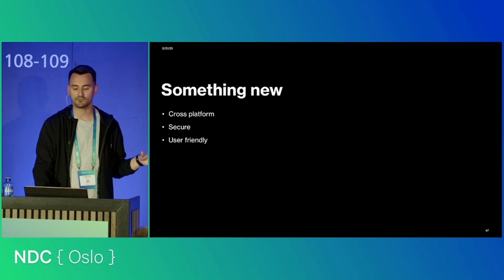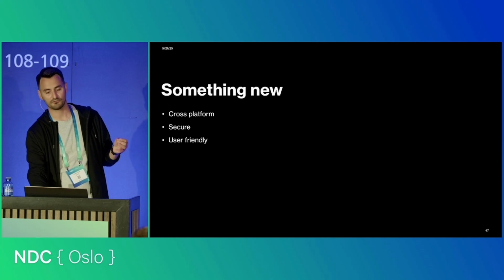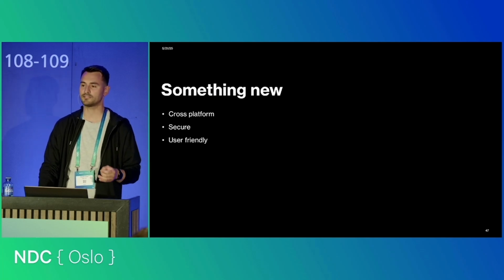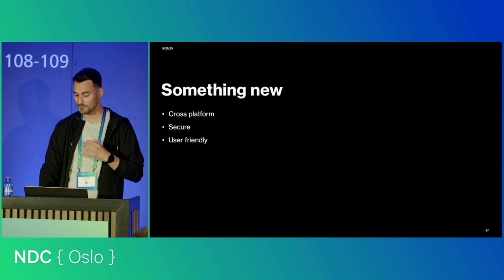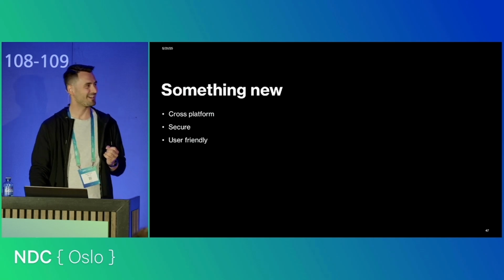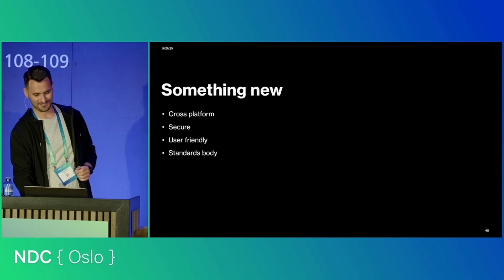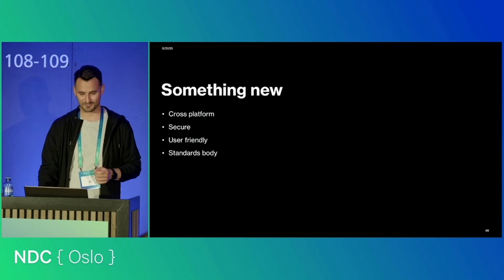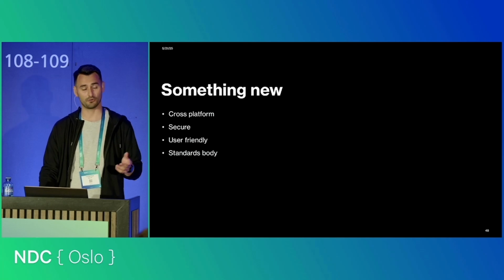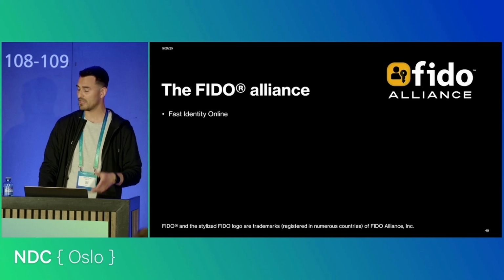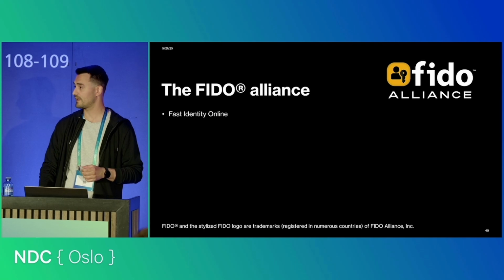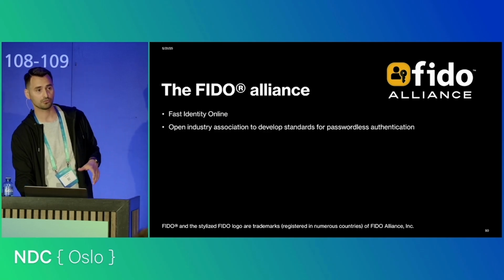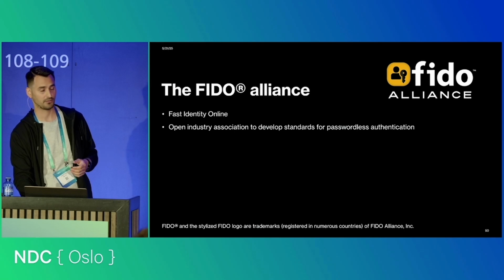And if you want all of these nice things, you need a bunch of different technology organizations and companies to agree on the minute details of a new technology. And as far as I know, there is only one way to do that. That is a standards body. Yes. As you probably understood by now, there is a standards body for this technology we're searching for, and it's called the FIDO Alliance. And FIDO is an abbreviation for Fast Identity Online. And it is an open industry association to develop standards for passwordless authentication.